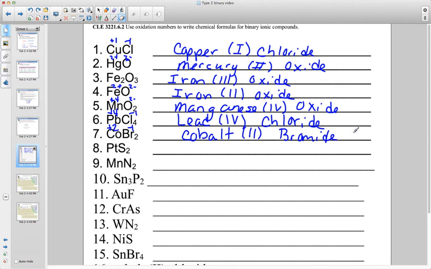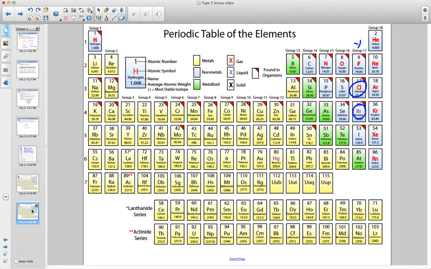Okay, hopefully this is enough examples to get you started. You're just going to keep on doing these. Use this periodic table here if you'd like. You can always pause or go back. You're going to have to find out where PT is. It's going to be platinum.